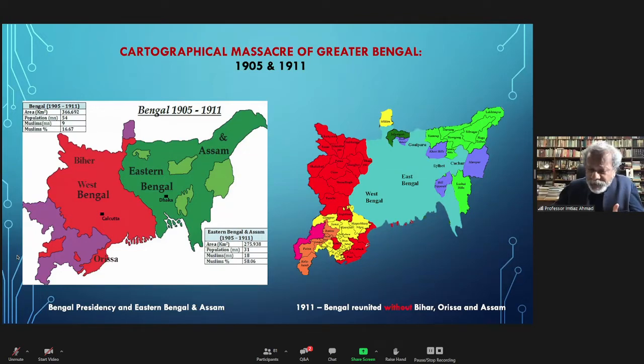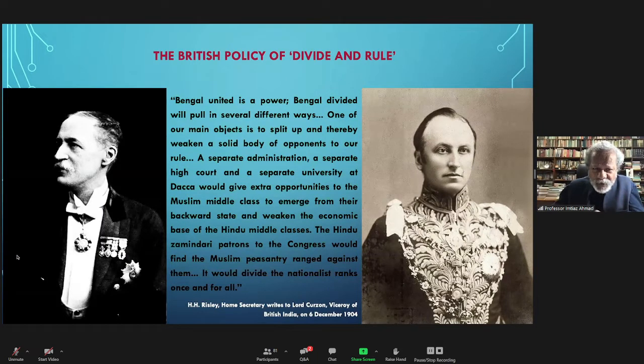Now, what was the reason? Well, Mr. Risley, the Home Secretary, pointed out very clearly to Lord Curzon, and this is the statement on 6 December 1904. He said, Bengal united is a power, Bengal divided will pull in several different ways. So they were scared of Bengal. They had this interesting relationship with Bengal, but they really feared Bengal. Yes, Bengal invited them, but also, if you look at the Bengal terrorism, that really made them, I would say, hate the people of Bengal in many, many ways.